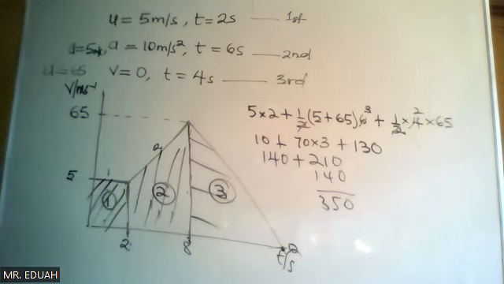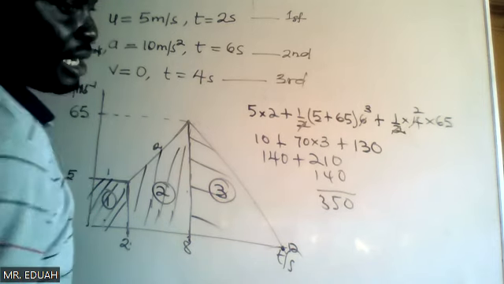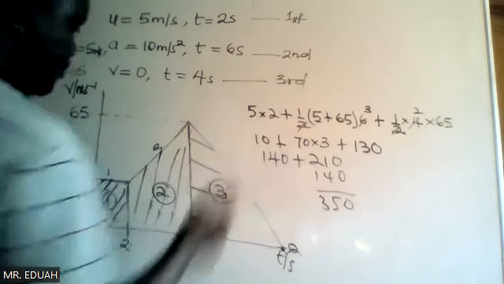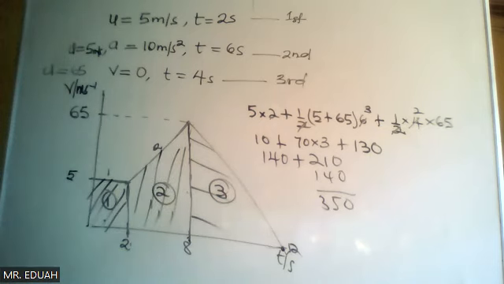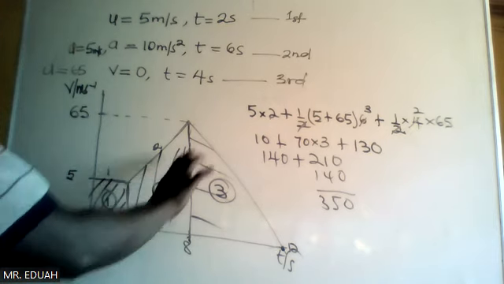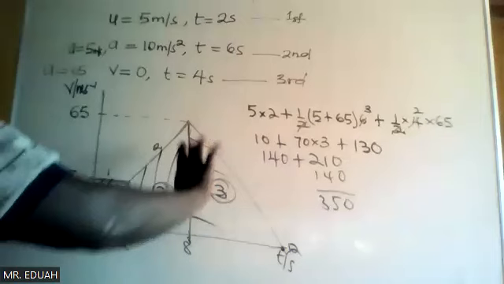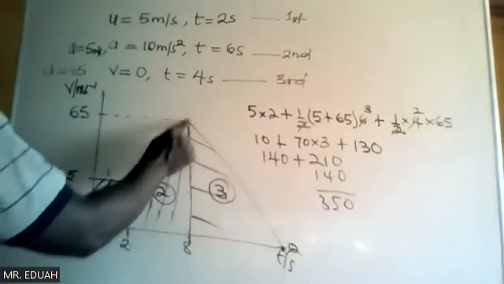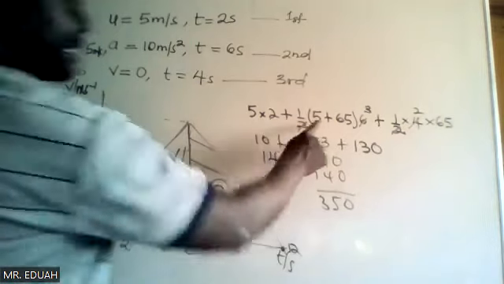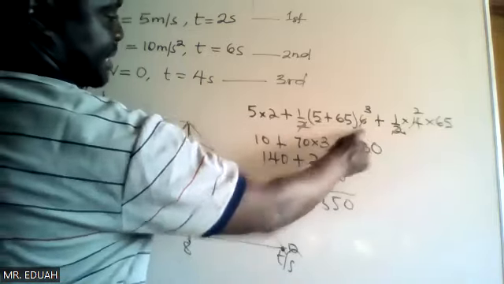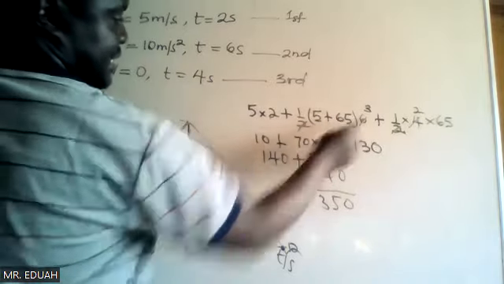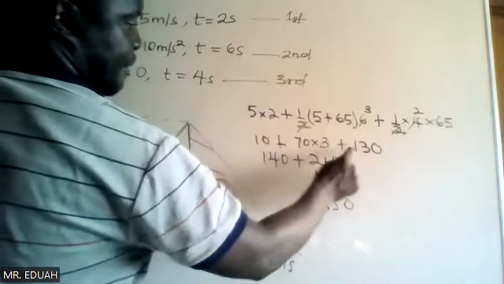The first area is a rectangle. Area of a rectangle is length times breadth, so 5 by 2. Plus the second area is a trapezium, half (A plus B) times the height. A is 5, B is 65. The height is 8 minus 2, which is 6. So half of (5 plus 65) times 6. This is 70, and half of 6 is 3, so we have 70 times 3, plus.